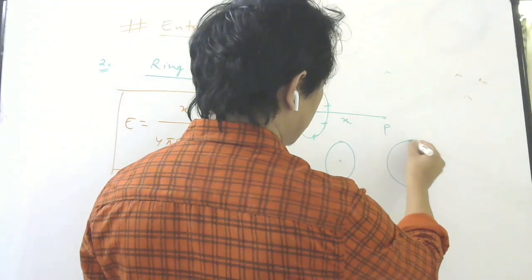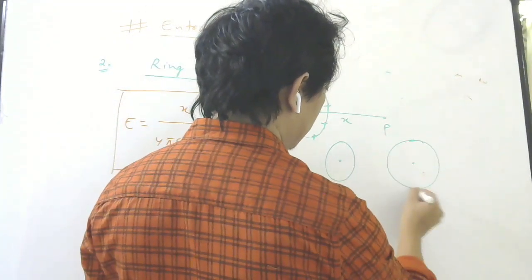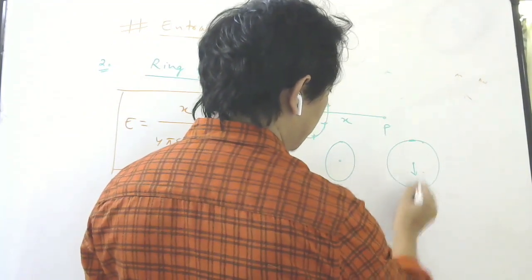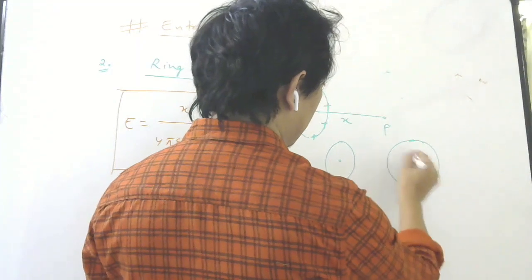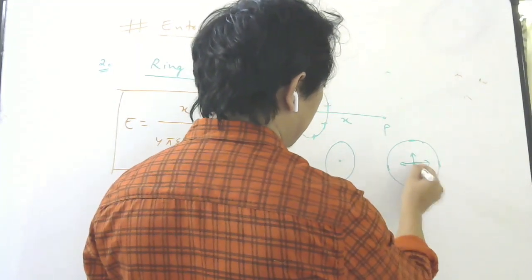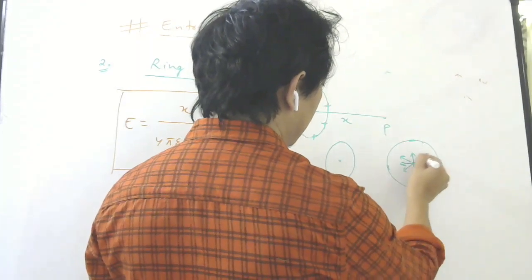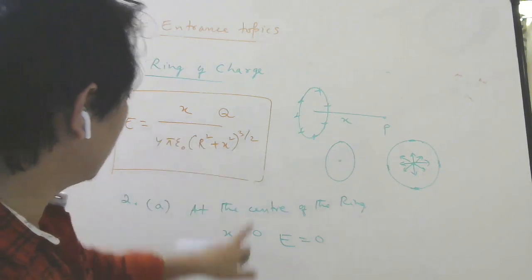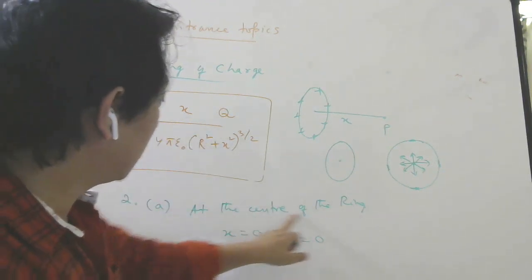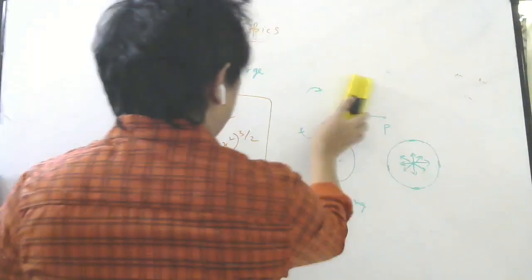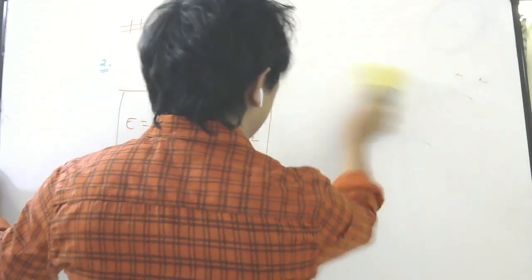due to this positive charge, it will be away. Due to this positive charge, it will be away. Due to this positive charge, it will be away. So like this, you can see they will cancel. Okay, so at the center, x is 0. So electric field at the center of the ring is 0. So remember this.